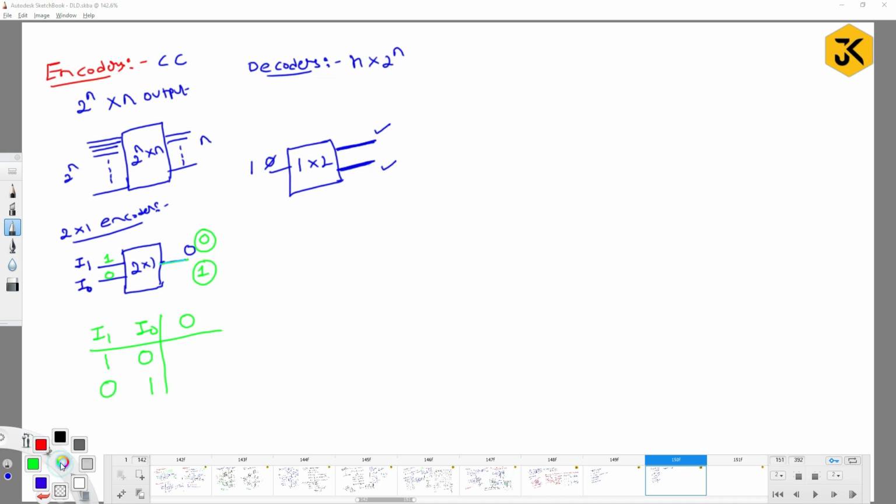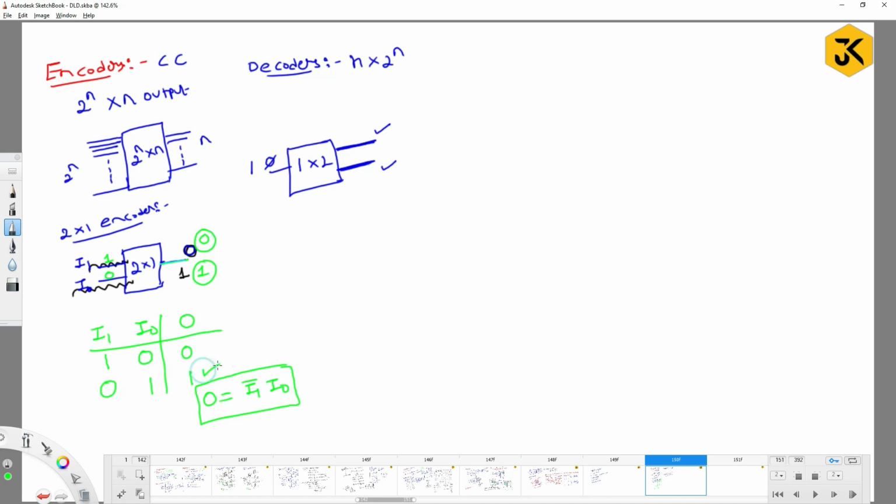So observe one thing. If the first input line is high, your output is going to be 0, low. Whereas if your second input is high, your output is going to be high. That you have to understand. So if I write here, this will be 0 and this will be 1. So what is the equation for output O? I1 bar and I0. I1 bar and I0, right?